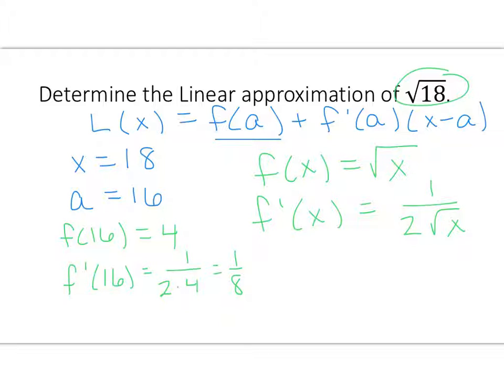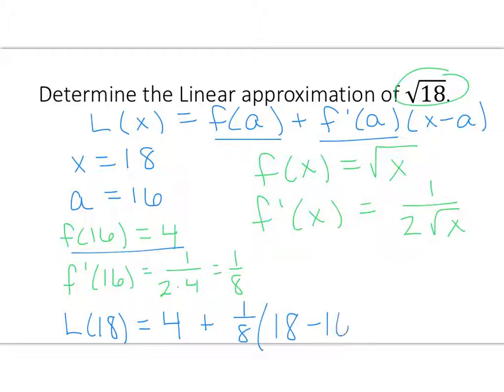All right, so I'm going to run out a little bit of room. We know I usually do that. So I want L of x, so my linear approximation for 18 is going to equal f of a, which is 4, plus f prime of a, which was 1/8, times x minus a, 18 minus 16. So now I have 4 plus 1/8, 18 minus 16 is 2, 2 times 1/8 is 1/4. So this is approximately 4.25. And if I go to my calculator and I plug in the square root of 18, we'll find that we're pretty darn close to having the correct value for the square root of 18.